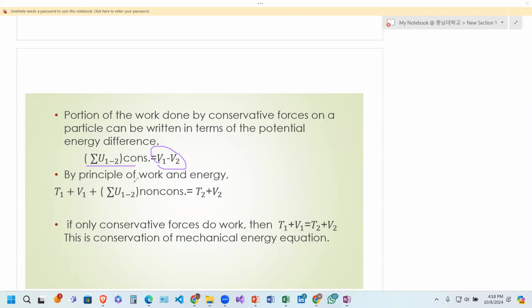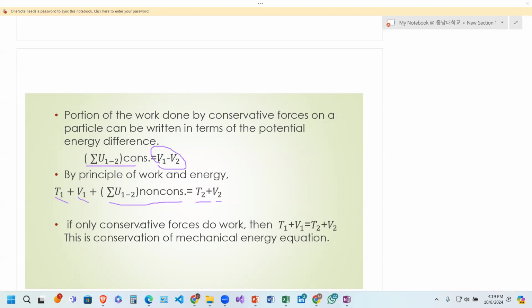So by the principle of work and energy, T1 plus V1 plus this non-constant work done is the same as T2, the final kinetic energy, plus the potential energy. This means that the initial kinetic energy plus the initial potential energy plus the work done is the same as the final kinetic energy plus the final potential energy.